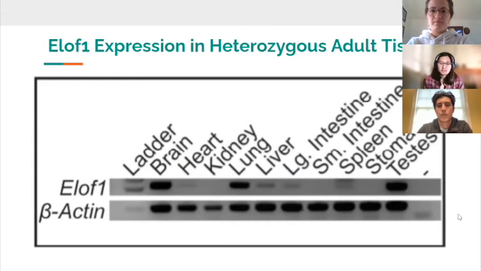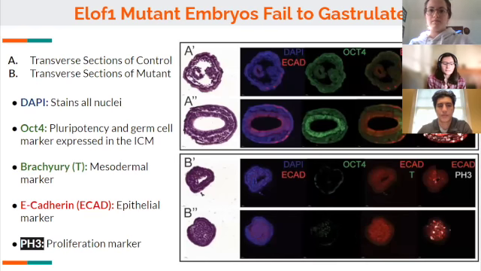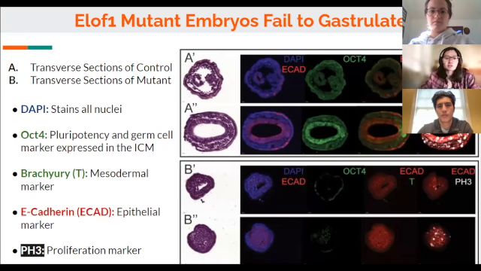And so what this is showing, and again, beta-actin was their housekeeper, is that the expression of ELOF1 is different in different tissues. And that's just shown by this gel right here. The negative represents their non-template control. They also found that ELOF1 mutant embryos failed to initiate gastrulation.